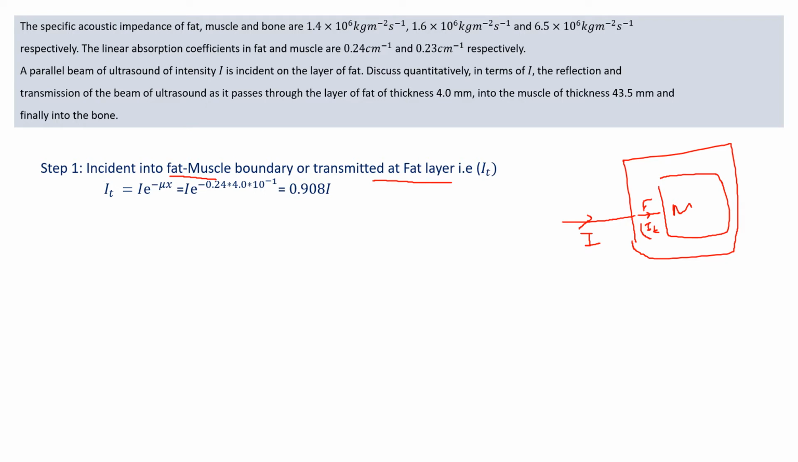So you have to find out the transmitted. No, this is transmitted. Okay, so transmitted at fat layer, that is IT equals to I e to the power minus mu x, 0.24. It is the linear absorption coefficient of fat, and the thickness of fat is 4.0 mm. Okay, so here this is the fat, this is the muscle, and this is the bone.